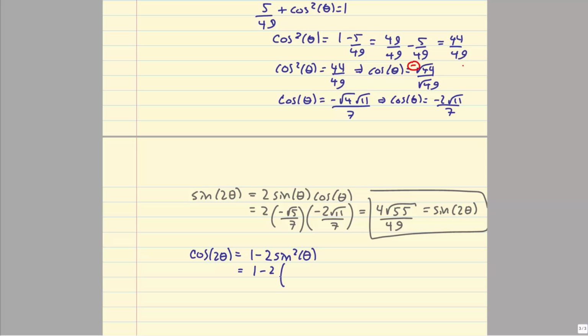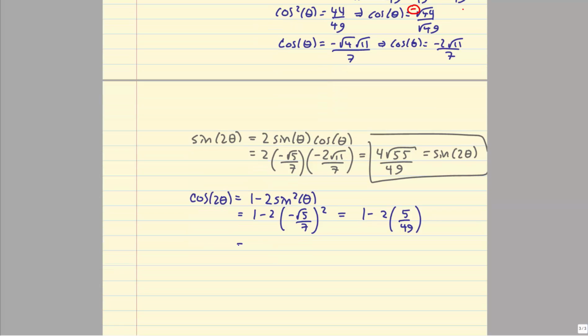Now sine, again, was given to us. It was negative root 5 over 7 squared. And so simplifying, I have 1 minus 2 times the square root of 5 times the square root of 5, which is 5. 7 squared is 49. So continuing to simplify, I have 49 over 49. I have to find that common denominator. Minus 10 over 49 is 39 over 49. And this is the cosine of 2 theta.